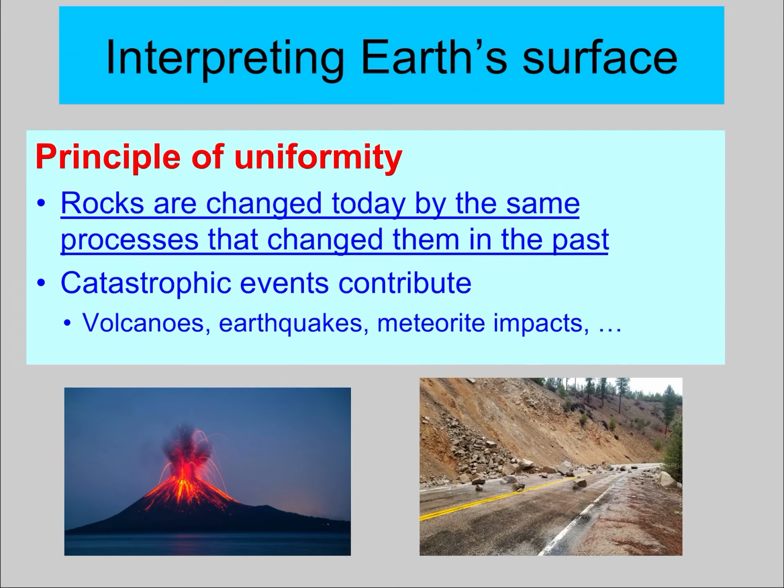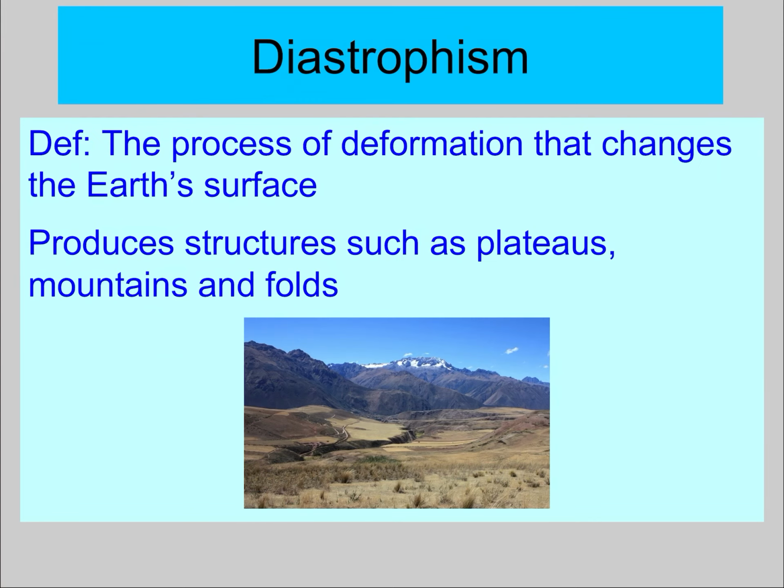And what we do know is that there's catastrophic events that will always contribute to changes on Earth's surface. So volcanoes, earthquakes, meteorite impacts that are catastrophic, meaning they are not part of the natural processes we're going to talk about. So diastrophism is the process of deformation, so the breaking down, that changes the Earth's surface. It's going to produce structures like plateaus, mountains, and folds, which are things we'll talk about in this lecture.